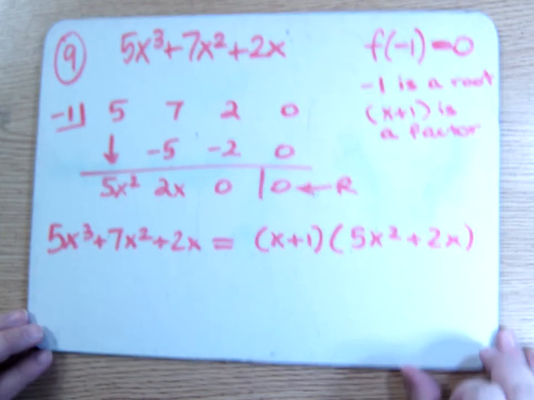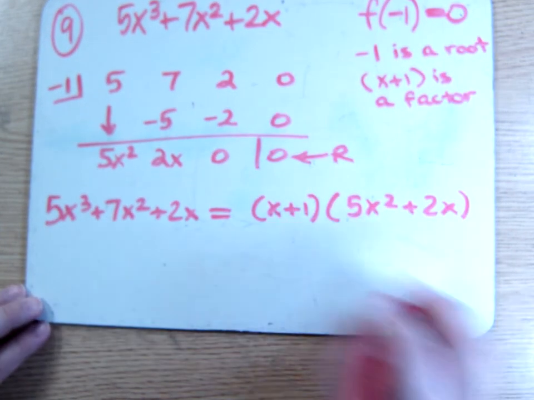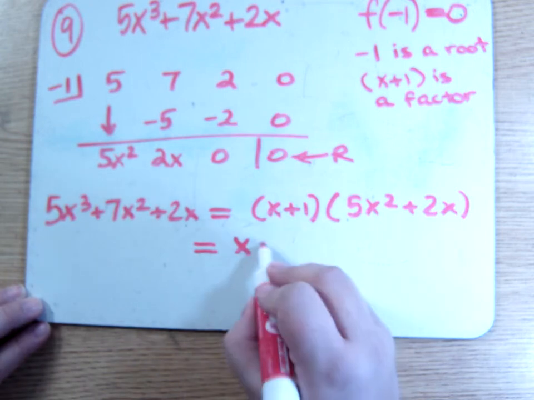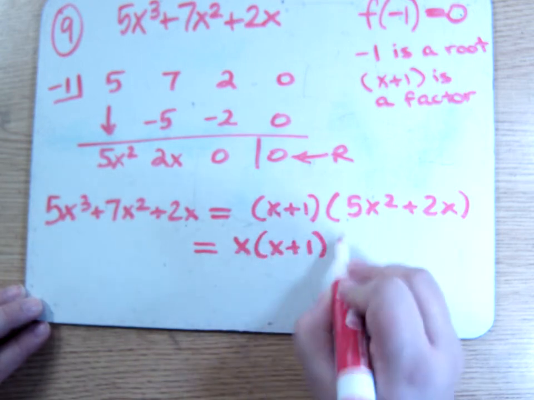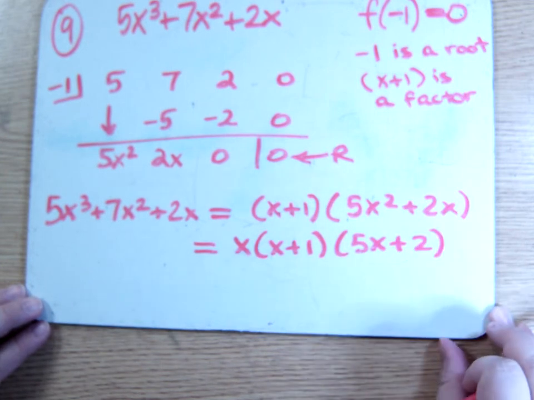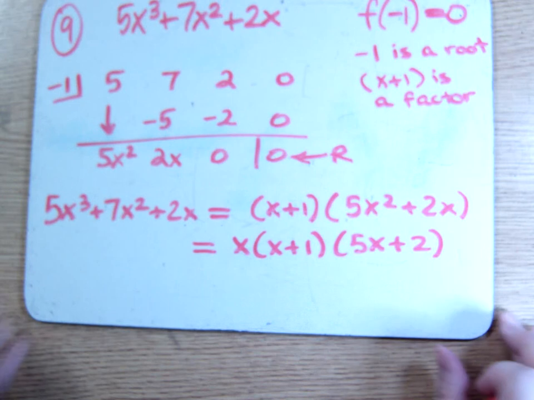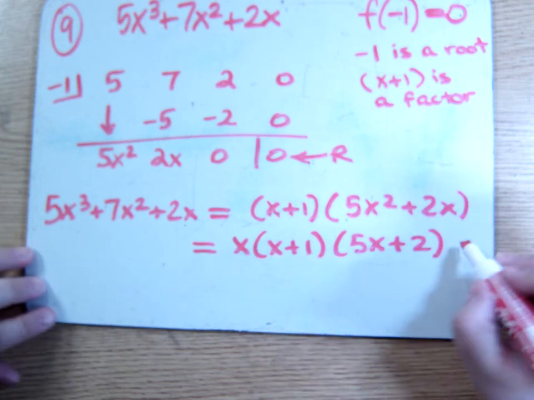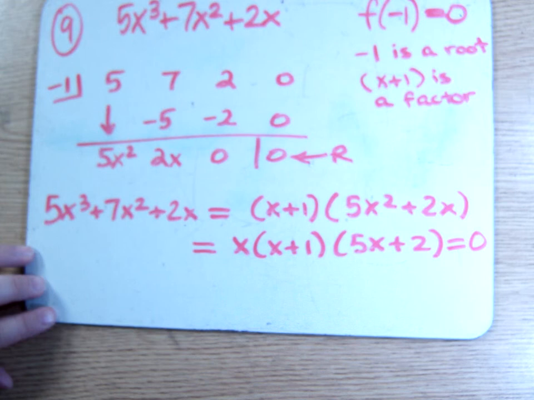This is looking an awful lot like what we just did in 7 and 8, because the biggest thing to come out of there is x. I'm going to take this x out way out front, and that leaves me with 5x plus 2. Now the difference here is they asked me to find the other zeros. Finding a zero is the same thing as solving for when it equals 0. That's what that means. Find the zero means find the answers that will make this equal to 0.